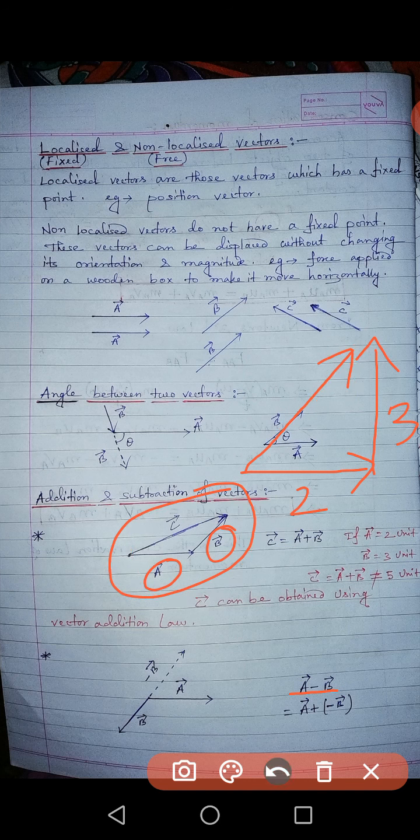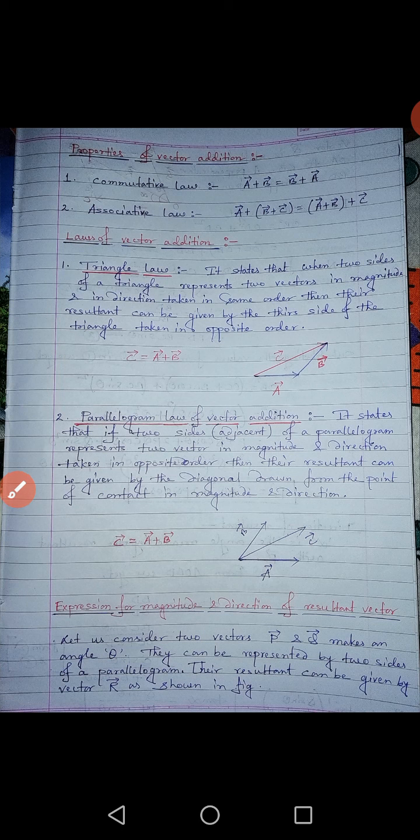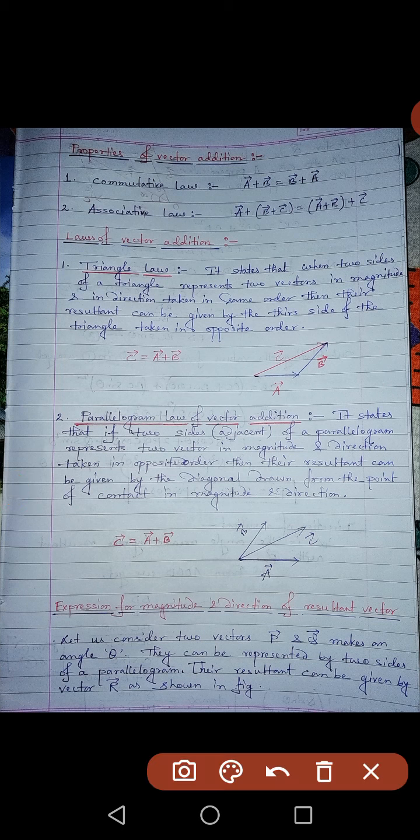So in the next topic we are finding out this one. Anyways, before we go there, one small thing: properties of vector addition. Whenever we add two vectors, A plus B and B plus A, it is the same. This is called the commutative law. In mathematics you may have already seen that 2 plus 3 equals 3 plus 2, right? In the same way, A plus B equals B plus A. So vector addition follows the commutative law.